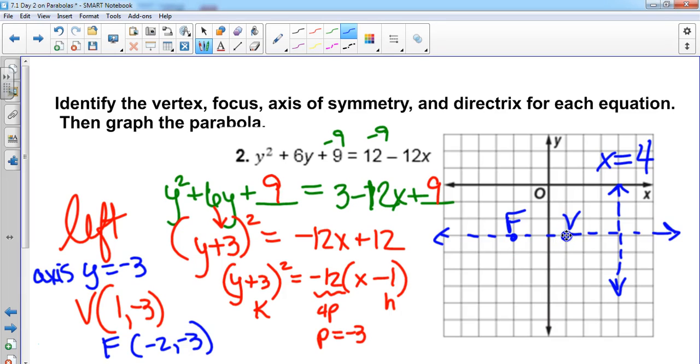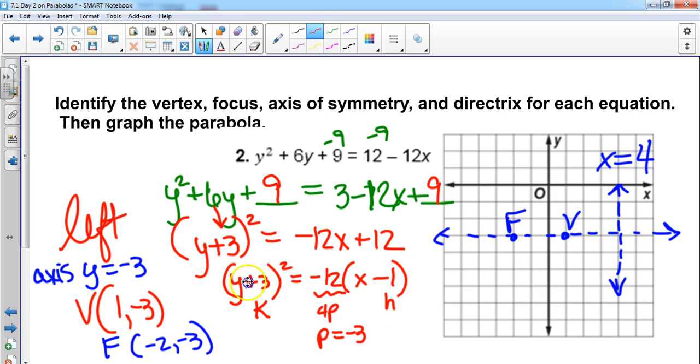All right, what do you want to try? Think about this a minute. It's opening to the left. Our vertex is at x equals 1. Do we want to try something further over to the right? No, we want to try something left. Negative 2? Negative 2? Okay.